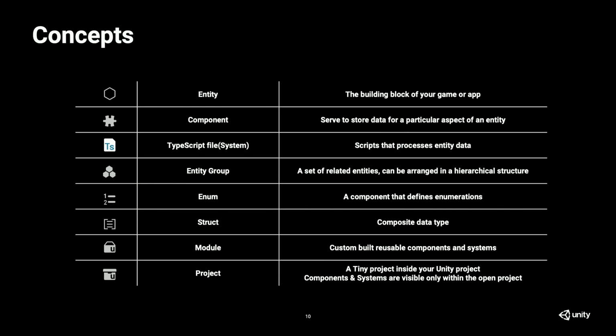So a few concepts. When you create a new Tiny project, you will see some new icons in the editor. This is the collection as of today. The basic things are that we have entities, we have components, and we have TypeScript files, which can be systems, but you can also use TypeScript files to define statics or services or other things. That's why I didn't call that system. We have entity groups. When you want to group together a set of entities, you can use an entity group, which is an entity itself. We have enumerators, we have structs, we have modules. Some modules are built into the package right now. Some of them can be written by you. And we also have projects, tiny projects, as we call them.